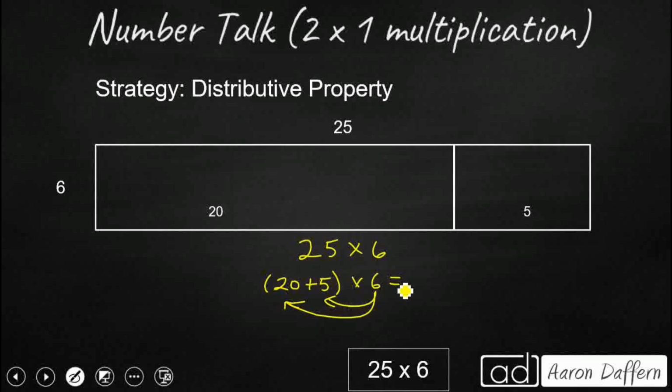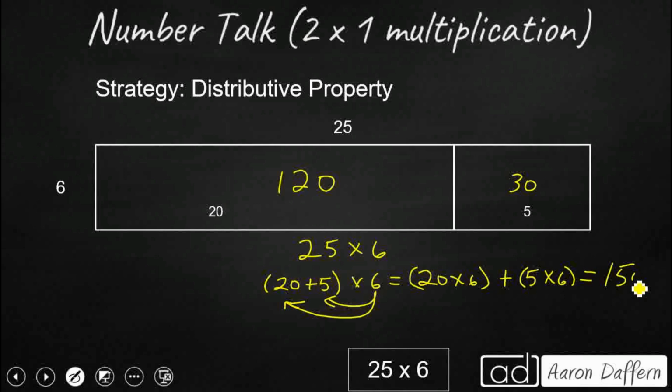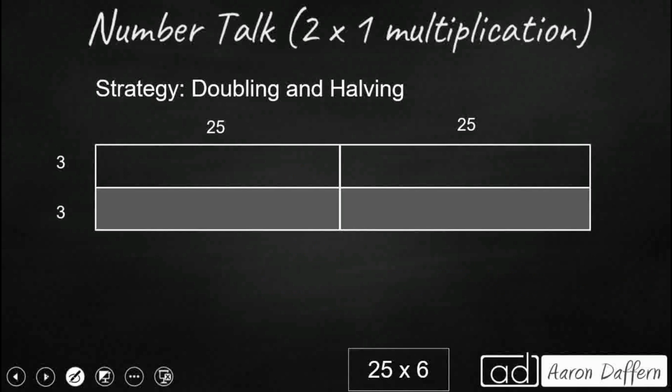those together. So I've got 20 times this 6. That's going to get me 120. Then I'm going to add the product of 5 times this 6. That's going to get me 30. So 120 and 30, same answer. Going to get 150.